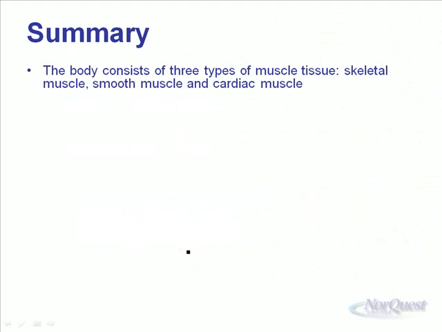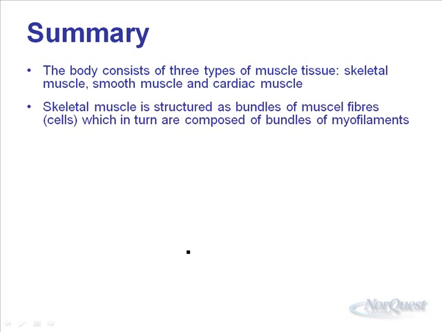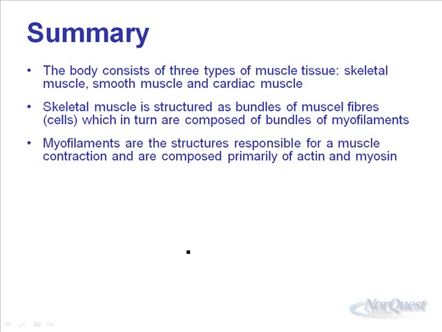The body consists of 3 types of muscle tissue. In all 3 types of tissue, it's the same basic process. We just focused on how it would look in a skeletal muscle. There's also smooth muscle and cardiac muscle. Skeletal muscle is structured as bundles of muscle fibers, which are cells, so bundles of muscle cells, which in turn are composed of bundles of myofilaments. The myofilaments are the structures responsible for muscle contraction. They're composed primarily of actin and myosin.